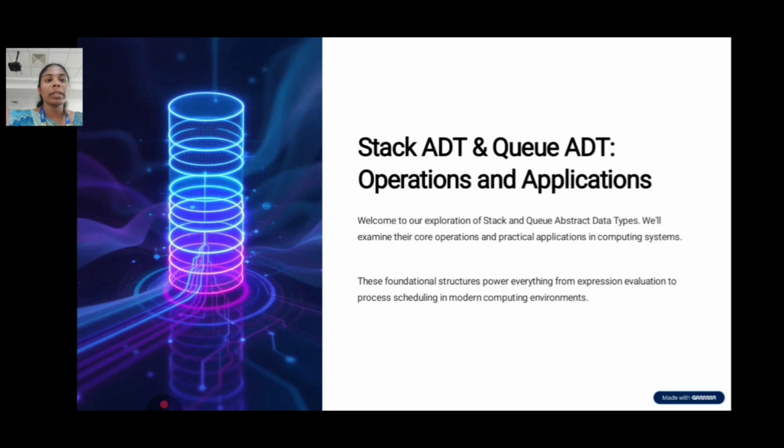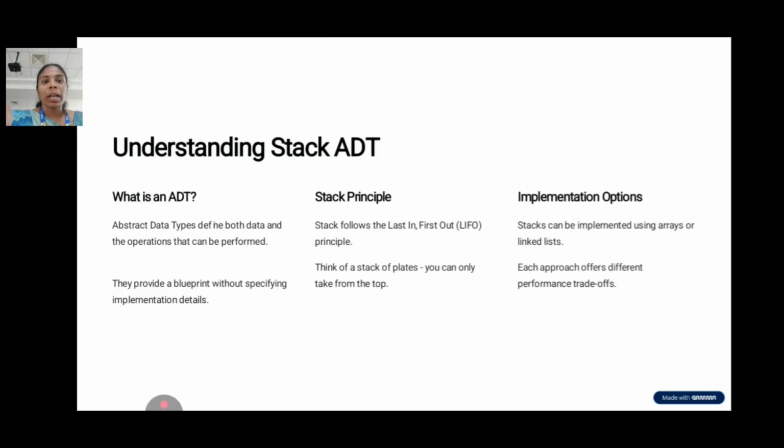Welcome to our exploration of the stack and queue abstract data types. We will explain their core operations and practical applications in computing systems. These fundamentals power everything from expression evaluation to process scheduling in modern computing environments. Understanding stack ADT. What is ADT? Abstract data types define both data and the operations that can be performed. They provide a blueprint without specifying implementation details.